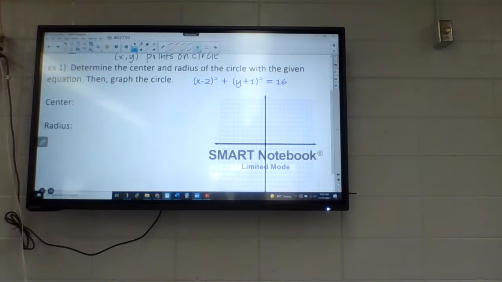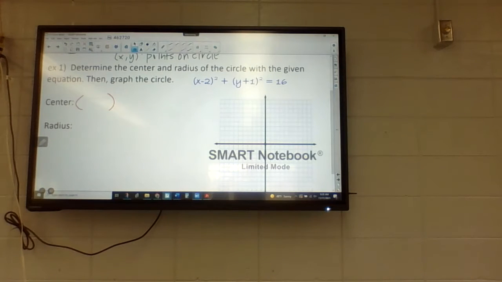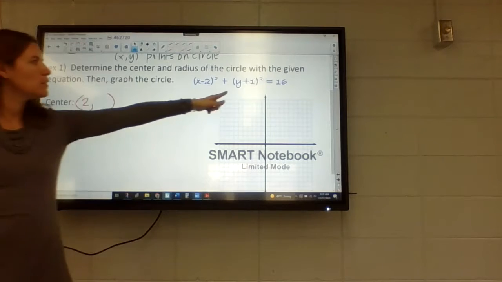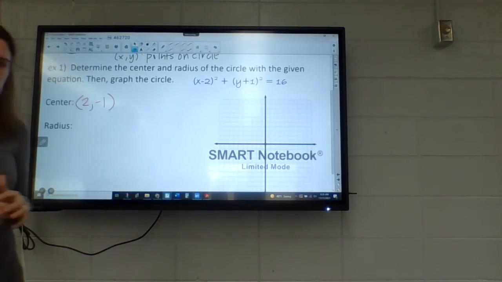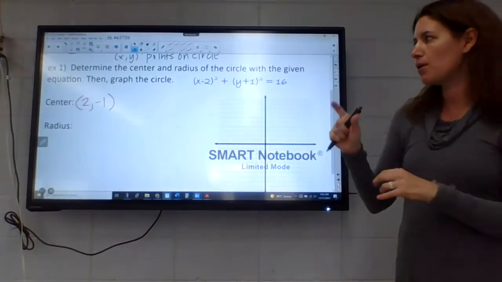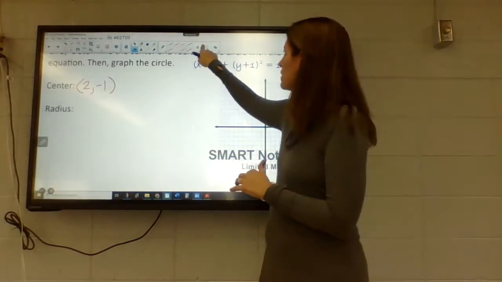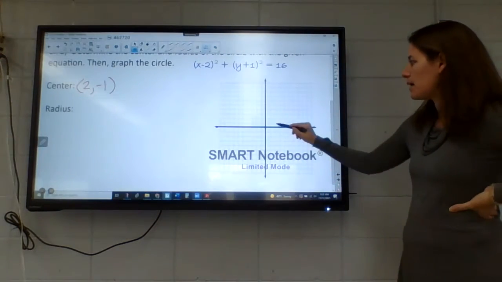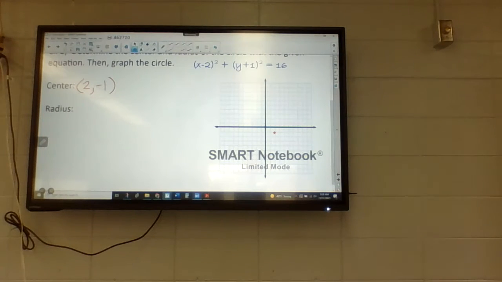So our center in this case, remember, it's kind of like the opposite of what it looks like. So this looks like a -2, but since there's a minus sign, it's going to be +2. And then this one looks positive, but it's actually going to be -1. So that's going to be the center of my circle that I can just pull out of this equation. I'll put that in my graph here. So there's the center of my circle.